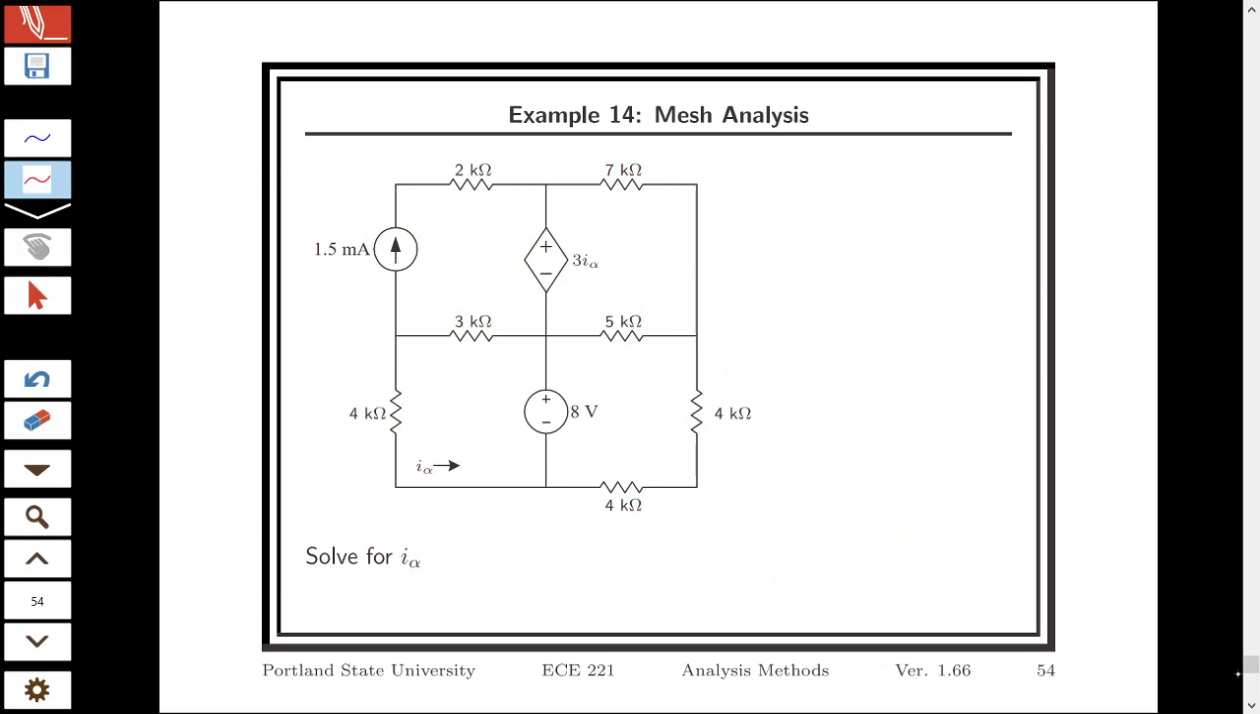Okay, let's move on to example 14. Okay, we shall use mesh analysis. And let's identify the meshes and their currents. So I1, I2, I3, and I4. Okay, the variable of interest is I alpha, which is here on this branch.